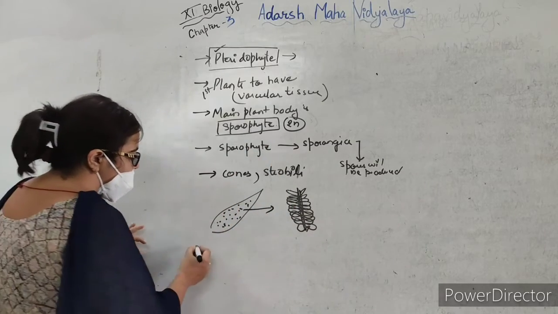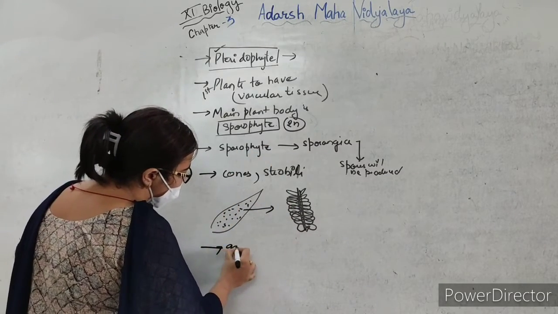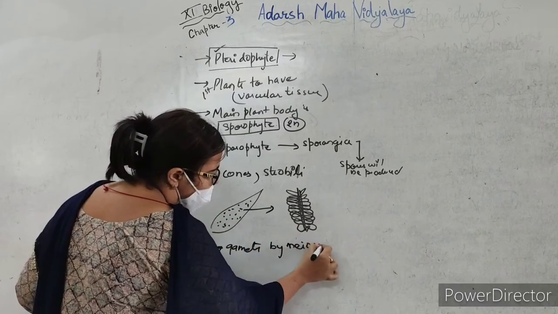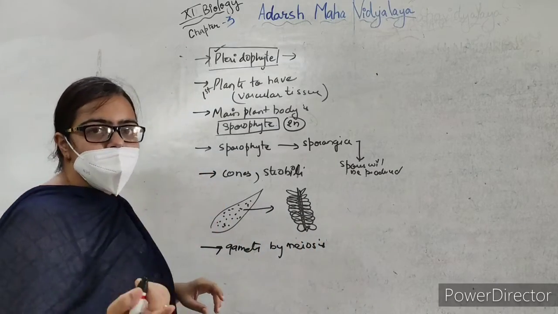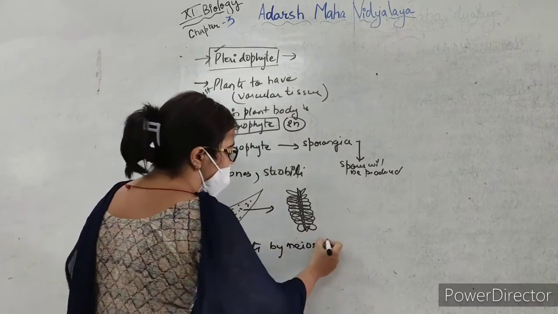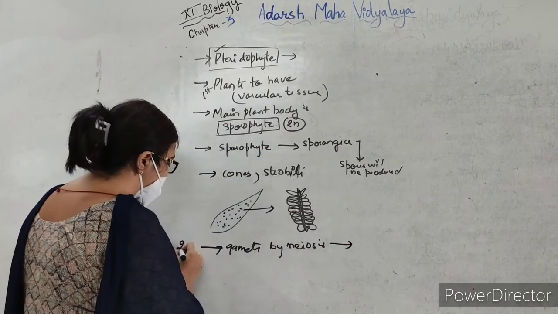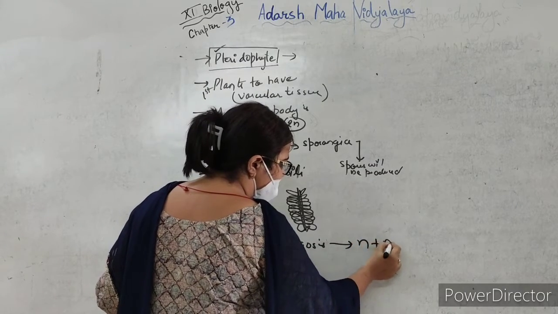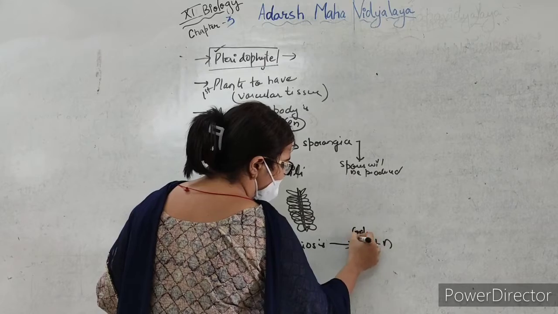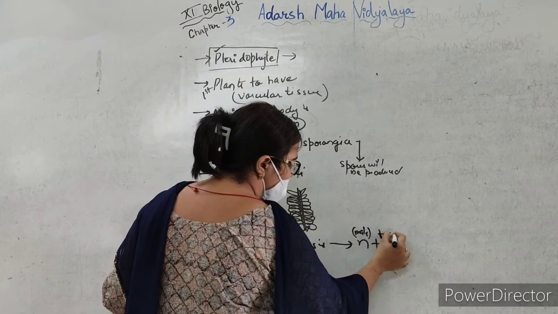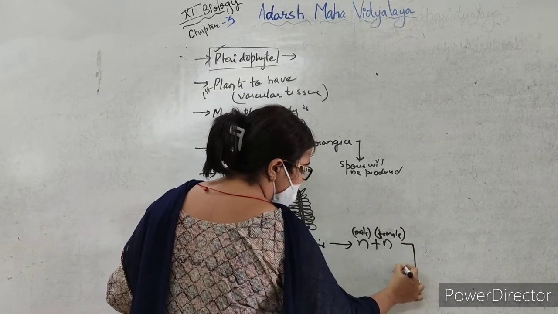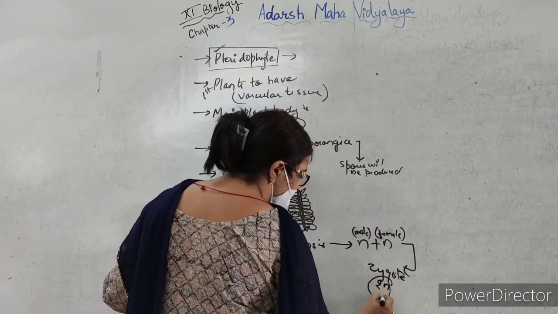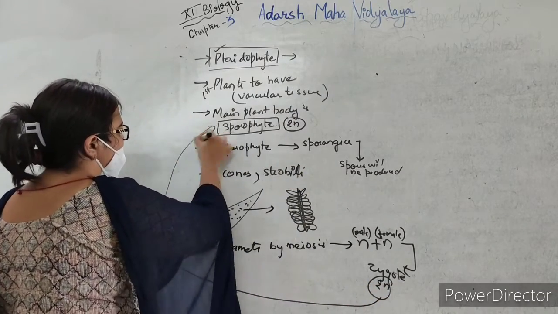Here gametes will be produced by meiosis. In bryophytes we saw meiosis took place after the zygote formation. Here gametes will be produced by meiosis because the first cell was diploid. Now gametes will be produced, which are haploid, male and female. These will unite and form the zygote, which is again diploid, and this will give rise to the main plant body, that is the sporophyte.